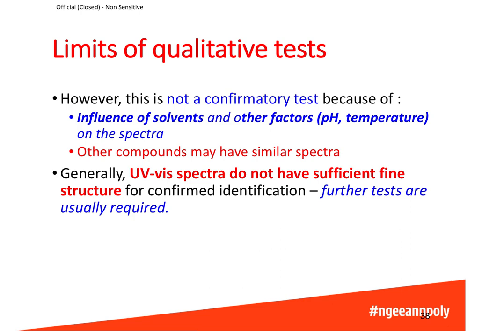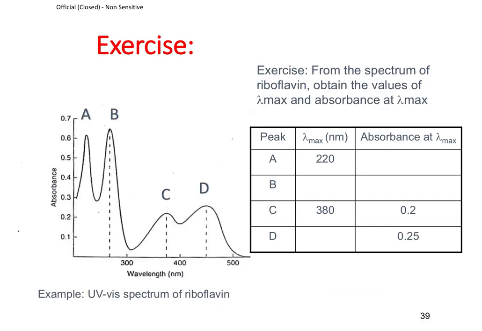This is an example of how we would use the UV visible spectrum of a compound to determine its identity. So from the spectrum of riboflavin shown here, let's record the values of lambda max and absorbance at lambda max. We can see from the UV visible spectrum that there are 4 peaks, so let's identify the wavelengths as well as the absorbance corresponding to the wavelengths.